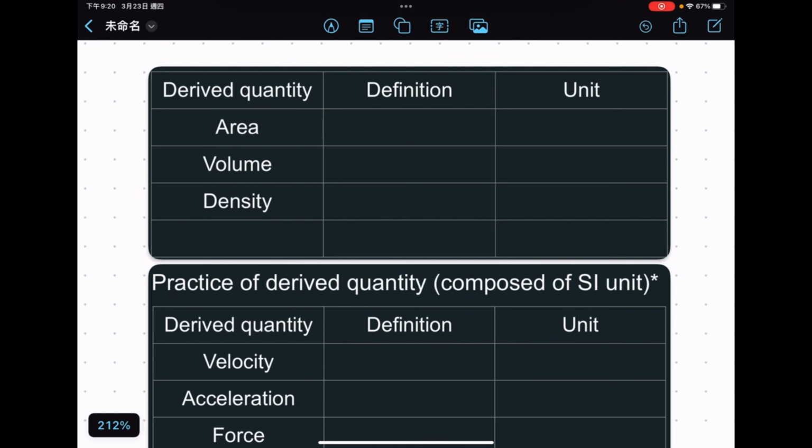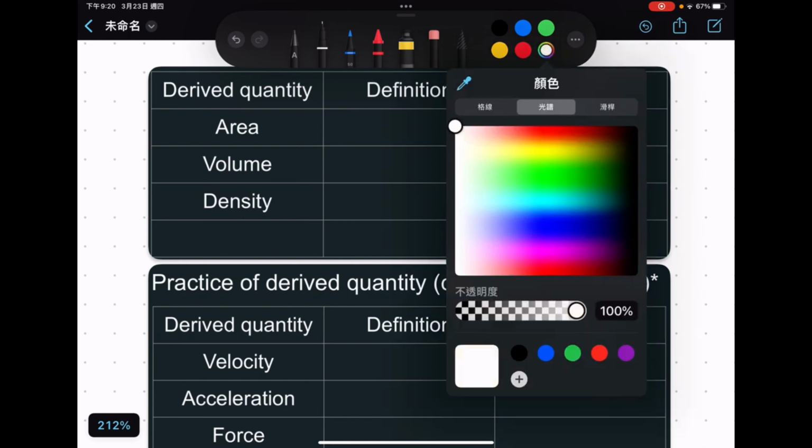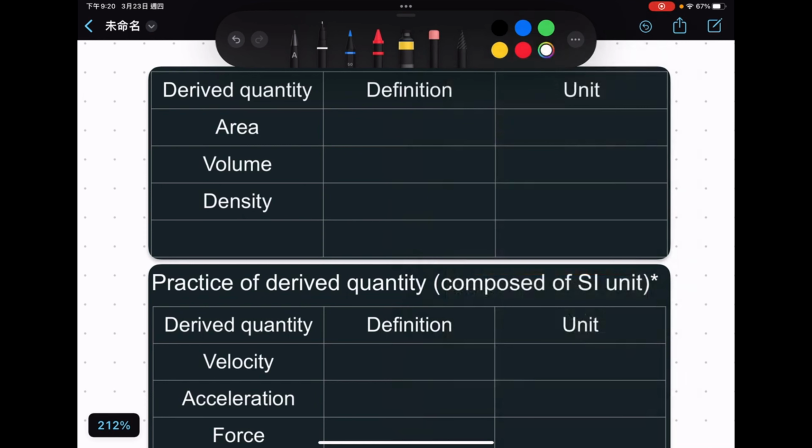So the first one is area. And we can understand the definition of area. I think it's easy because the area is about the length times width.